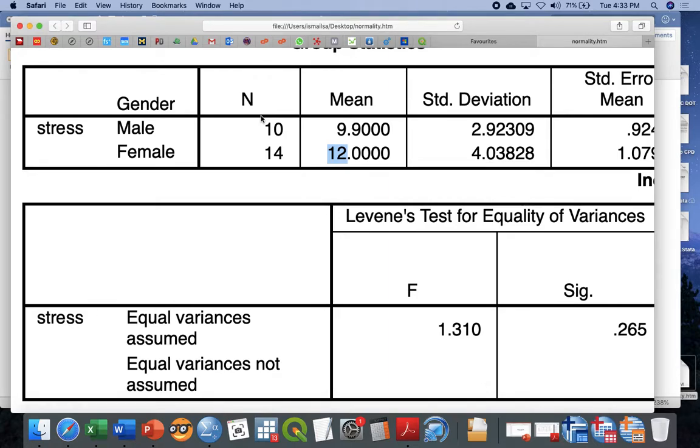First row or second row? Okay, I will repeat.